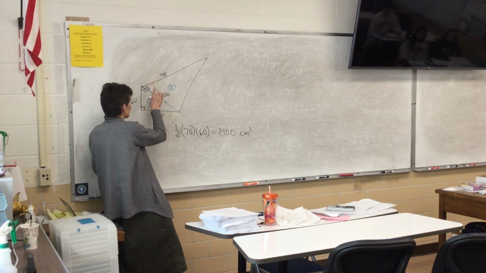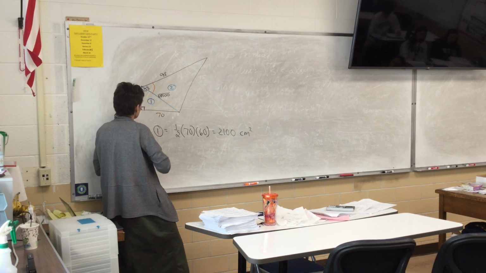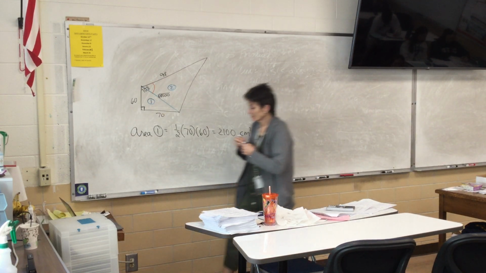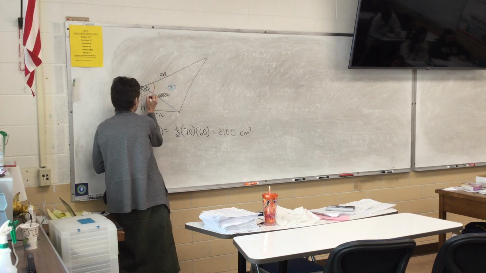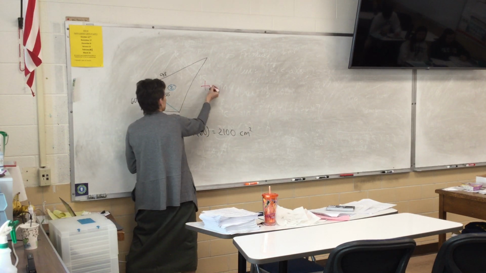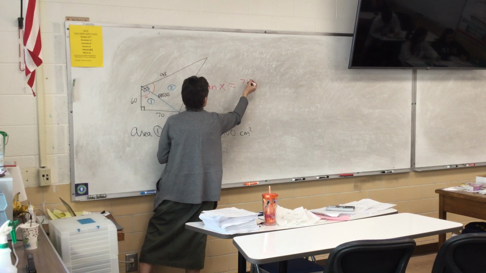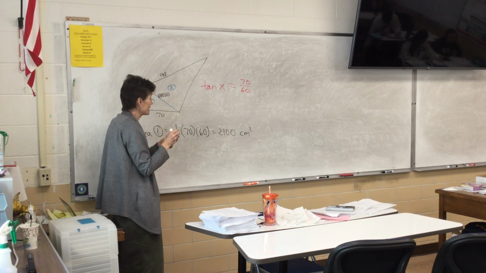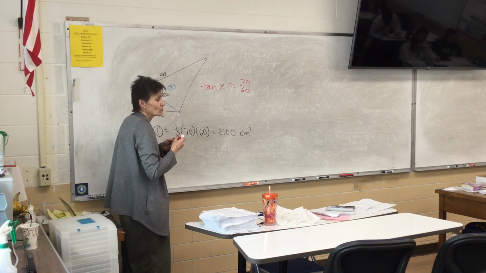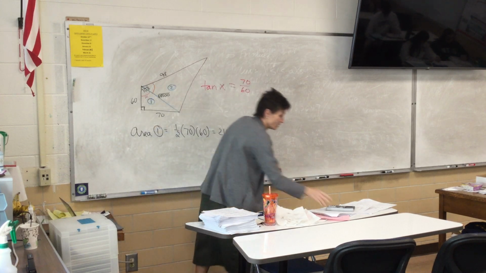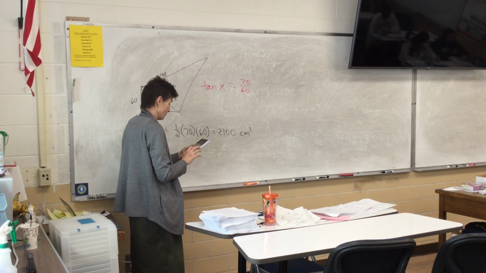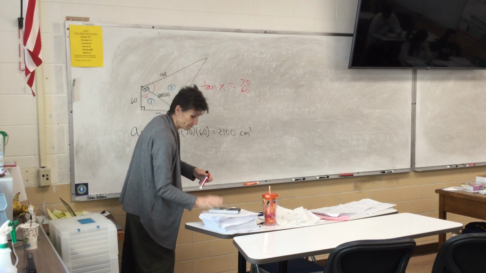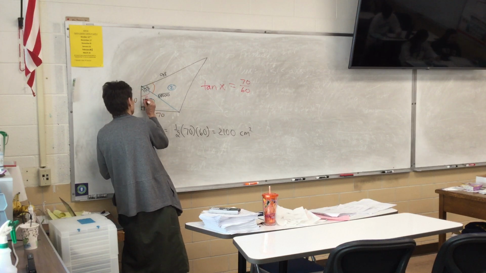Ben says, forget the orange one, I'm gonna find the red one. I'm gonna find this red angle right here, I'll call it X, because the tangent of X is 70 over 60. So he said inverse tangent, 70 over 60. Okay, I can do that. So inverse tangent, 70 divided by 60. I got 49.40 basically.